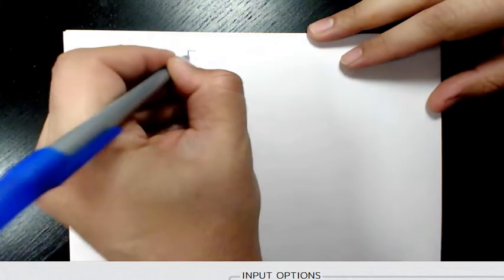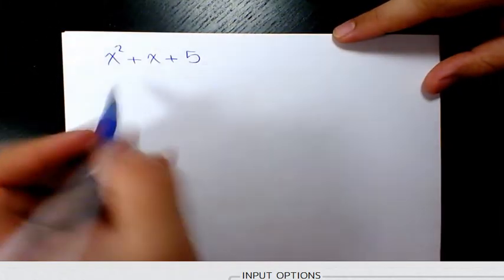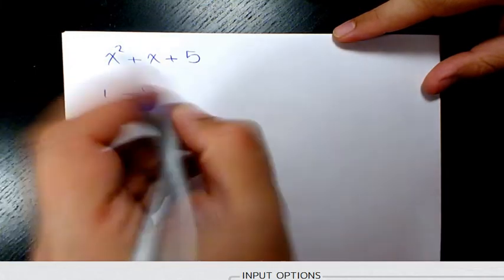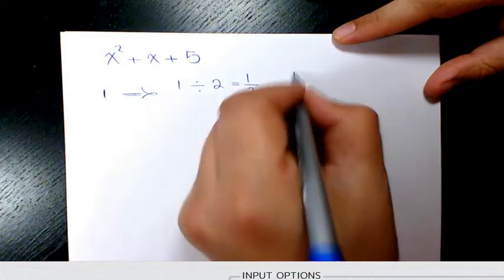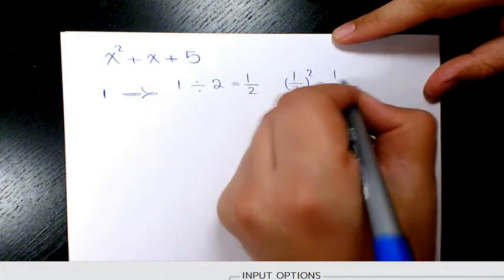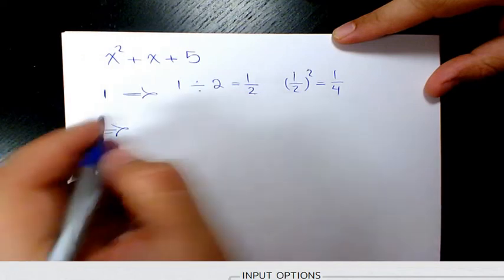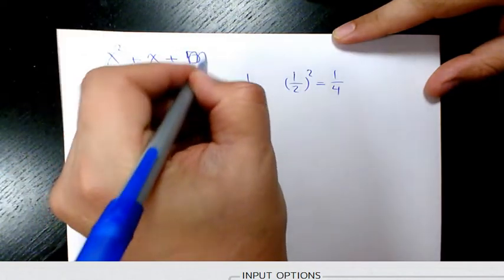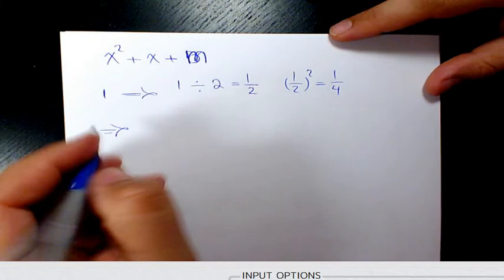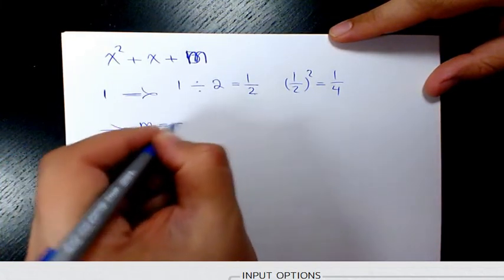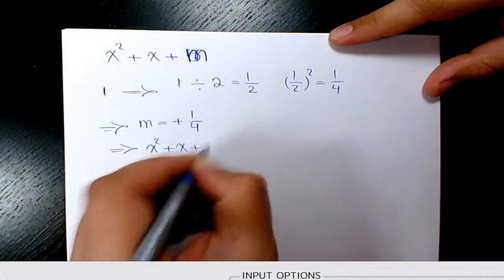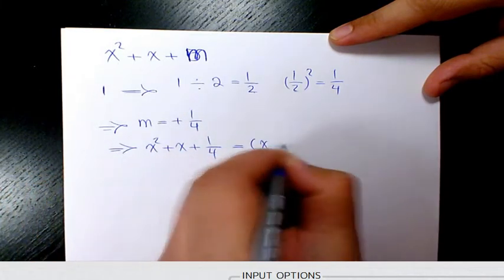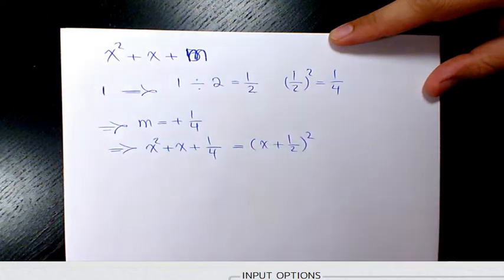Next one is x squared plus x plus m. The coefficient here is 1. 1 divided by 2 is going to be 1 over 2. (1 over 2) squared is going to be 1 over 4. Therefore, this one is supposed to be m. So m will be positive 1 over 4. Therefore, we have x squared plus x plus 1 over 4, which is going to be (x plus 1 over 2) to the power of 2.